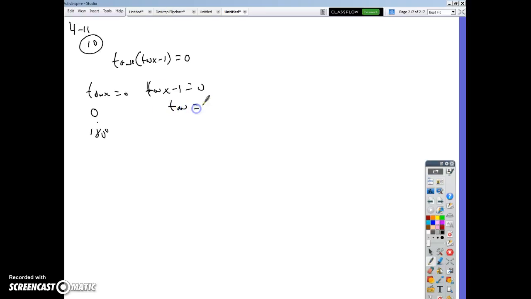Tangent of x equals 1. Agreed? What does tangent give me 1? 45 degrees. Where else between 0 and 360? It's got to be in the third quadrant because it's also positive. Same reference angle, 45 degrees, so it's got to be 225 degrees. So I have 45 degrees, and I got 225 degrees.